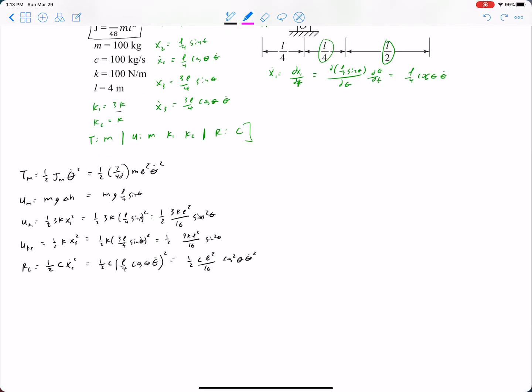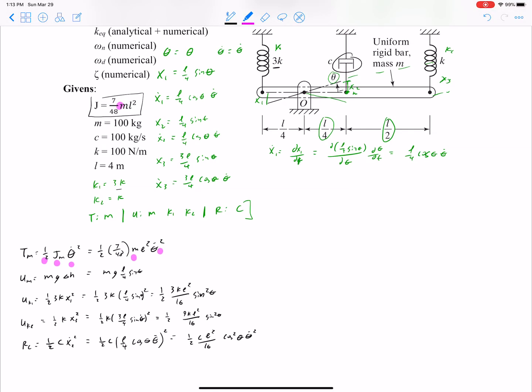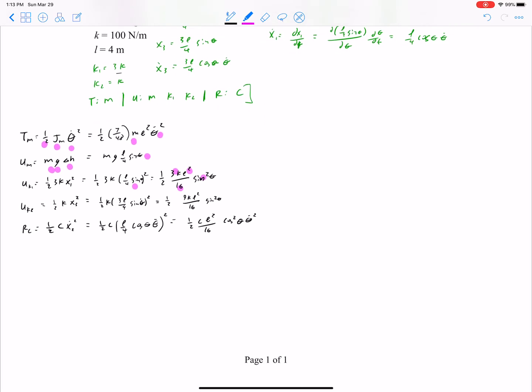So let's check this work, okay? 1/2 J theta dot, that's the correct equation. 7/48 ml squared, yep, that's correct. And theta dot, okay. MGH, is it M? Yes, it is M. G got there, and then H is X2. X2 is L over 4 sine theta, yep. Okay, XK1, 3K, is that 3K? Yes. X1 is L over 4 sine theta. L over 4 sine theta, correct. And did I square everything? Yep, squared. Okay, that's got all the squares.